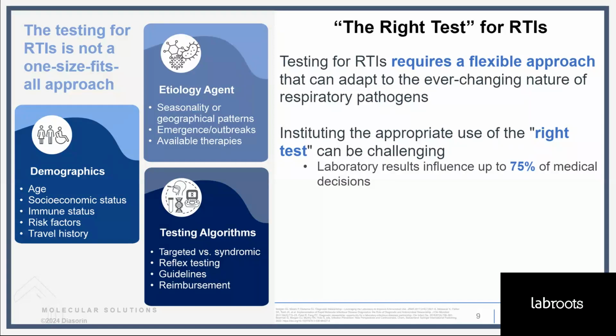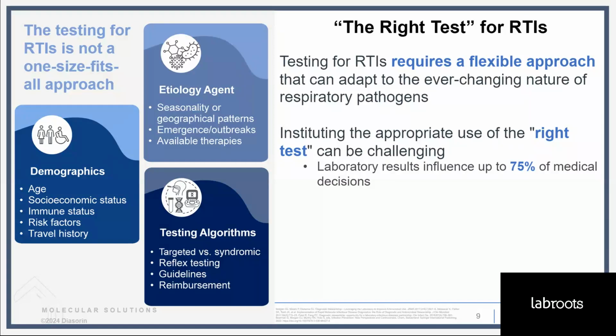What I mean by that is that you need to consider the causative agent, its seasonality, geographical patterns, the ability to cause outbreaks or resurgence, and whether it is self-limited or requires treatment. And of course, you need to consider who you are testing, the patient's age, the immune status, and any risk factors. Even knowing the travel history of the patient can identify potential exposures to unique pathogens or even travel-related infections, which can influence your testing algorithms.